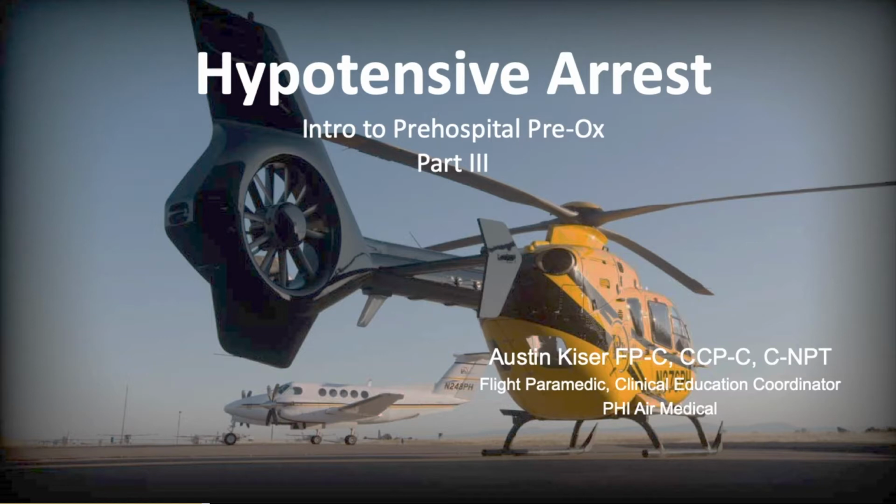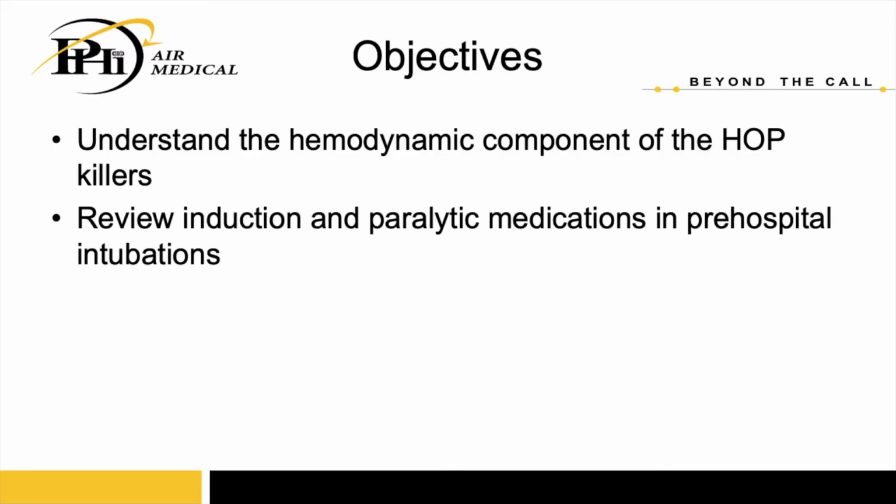Part 3 is stepping away from the actual intubation process and focusing on one of those HOP killers. We have addressed the first HOP killer, hypoxemia, during parts 1 and 2, and we're also addressing the pH or the acidemia portion in part 3 of our Introduction to Mechanical Ventilation series. So this is dealing with the hypotensive or the hemodynamic killer that we can have in our intubated patients. We're going to look at the hemodynamic component of the HOP killers, and we're going to look at the different induction and paralytic medications that we use in pre-hospital medicine.